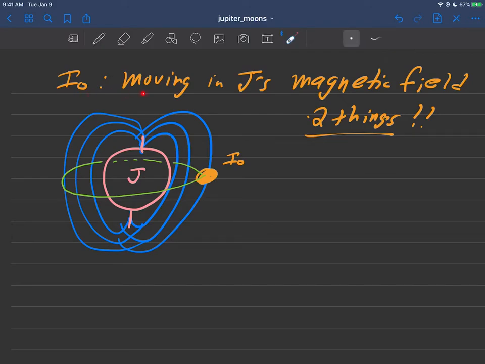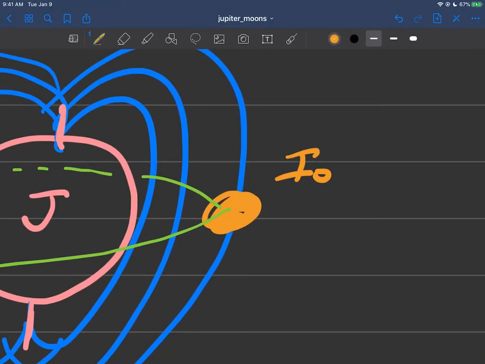So Io then is moving in Jupiter's magnetic field. And it turns out two things happen that make Io an even more bizarre environment for poor Io to live in. So as you remember, Io is very volcanically active. So I can just go on Io here, maybe draw a volcano like this.